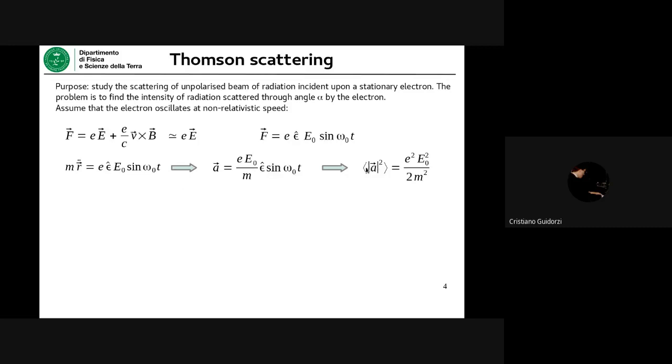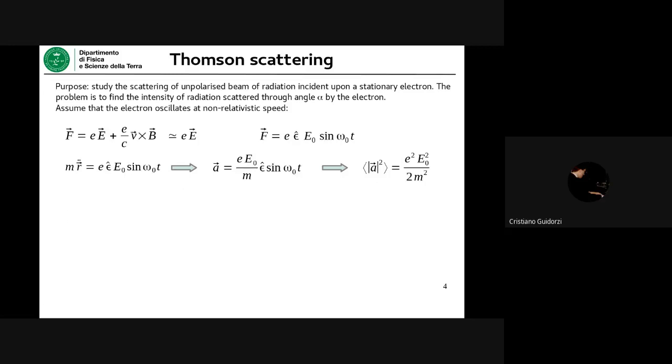So the time average value of the square modulus of the acceleration is just e0 squared over m squared times 1/2, where the 1/2 comes from time averaging of the sine squared, okay? Now, I want to study the dependence of the power emitted by the electron as a function of direction, but this is something that we already know.